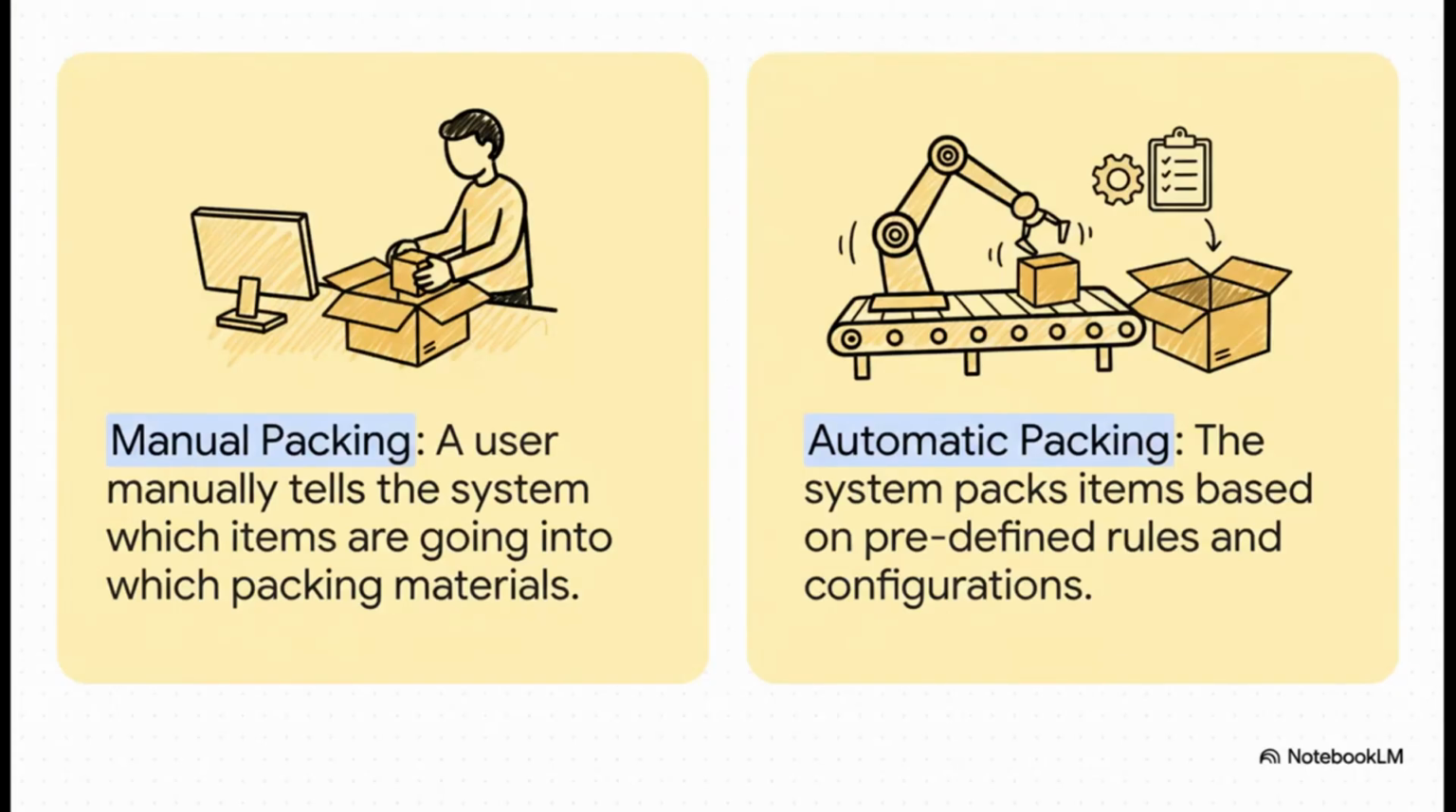And just like with picking, packing can be done in different ways. You can have manual packing, where a worker physically scans an item and then tells the system which box they're putting it in. But for real speed and efficiency, you can set up automatic packing. You create rules like this specific product always goes in a small box, and the system does the rest, which cuts down on human error and saves a ton of time.